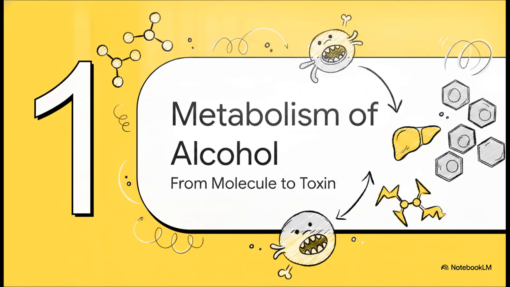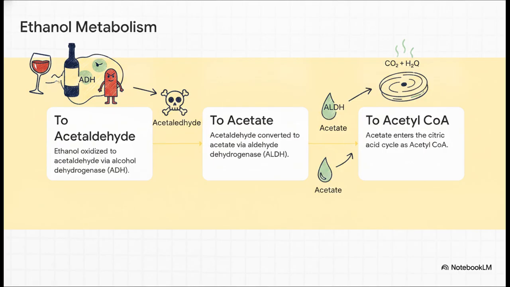Section 1, metabolism of alcohol, from molecule to toxin. We begin our journey at the molecular level, looking at exactly how the human body processes beverage ethanol, a process that happens primarily within the liver. Let's see how this metabolic process builds across 3 vital steps.